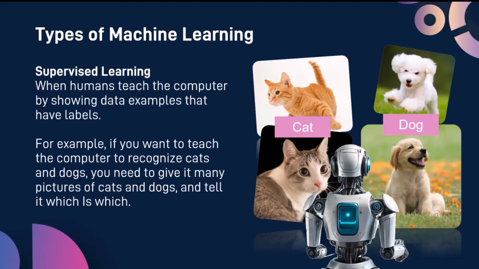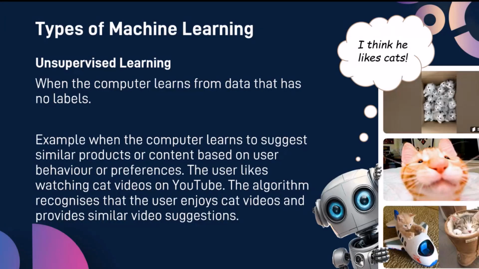So you tell the AI that you are showing it a cat. And if you are showing it a dog, you tell the AI that you are showing it a dog. And that is called supervised, because you have someone supervising the learning. Then you have an example of unsupervised learning, and this is the way that the artificial intelligence learns on its own certain patterns or certain behaviors.